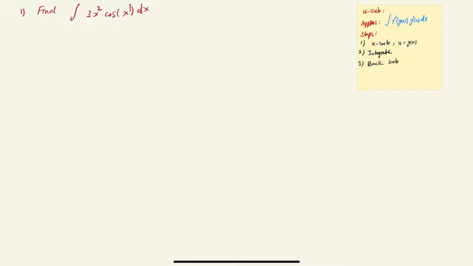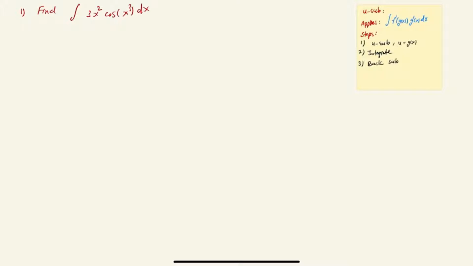So I'm gonna set the u function equal to the inside function. Then the second step, after making the substitution, I'm gonna integrate. And then the third step, I'm gonna back substitute the function of u. So here, I'm looking into this function, and I want to see a term and the derivative of that term in the same function.